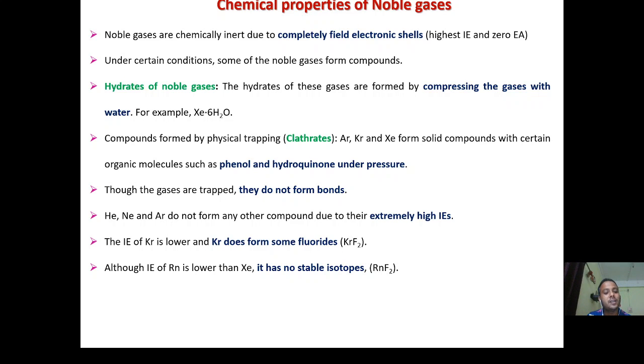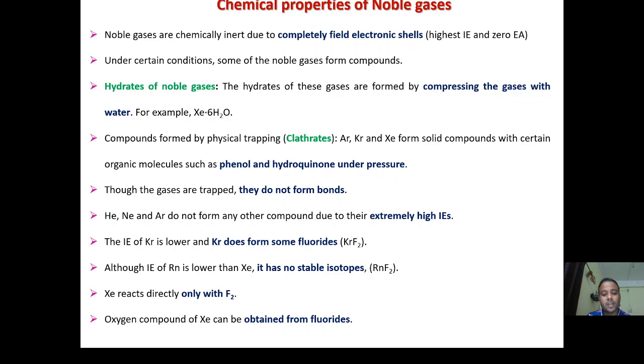Although the ionization energy of radon is lower than xenon, because of its radioactivity, no stable isotopes of radon are available and hence no chemistry of radon is found, except in few cases. However, xenon has quite extensive chemistry in the form of fluorides, oxides, oxyfluorides, even in some kinds of complex oxygen ions like arsenate.